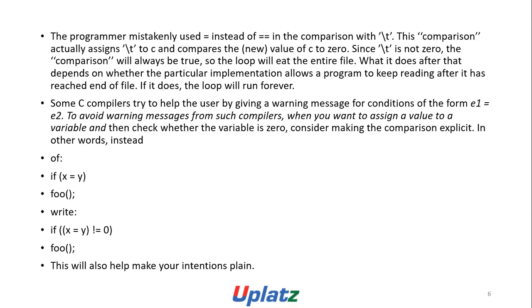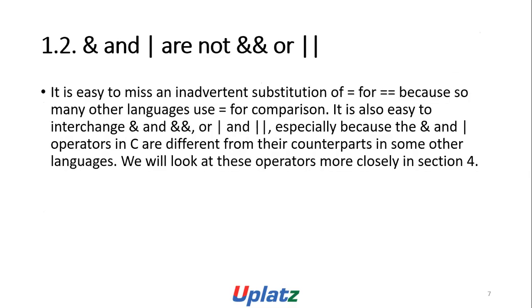Now, some C compilers try to help the user by giving a warning message for conditions of the form E1 = E2. To avoid warning messages from such compilers, when you want to assign a value to a variable and then check whether the variable is 0, consider making the comparison explicit. In other words, instead of if (x = y) foo, write if ((x = y) != 0) foo. This will also help make your intentions clear.